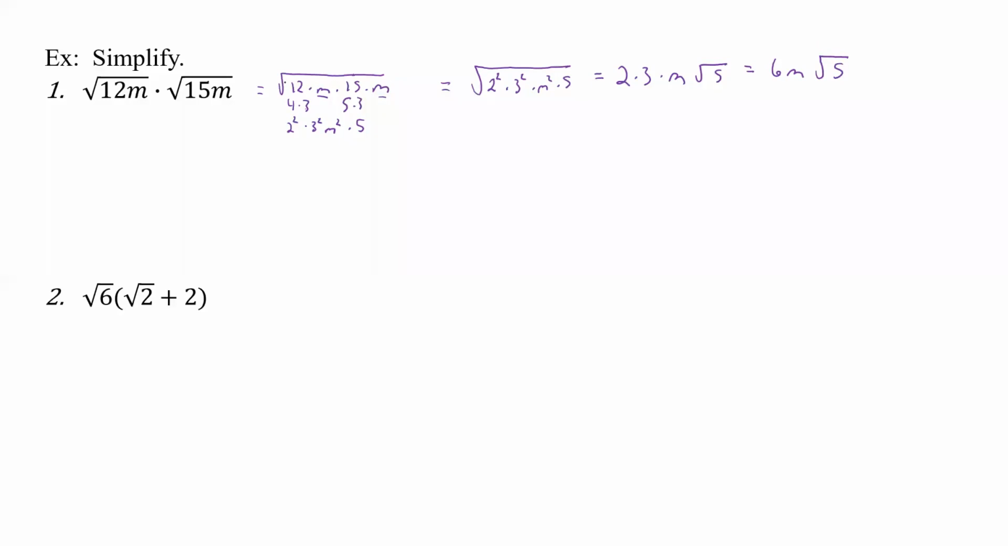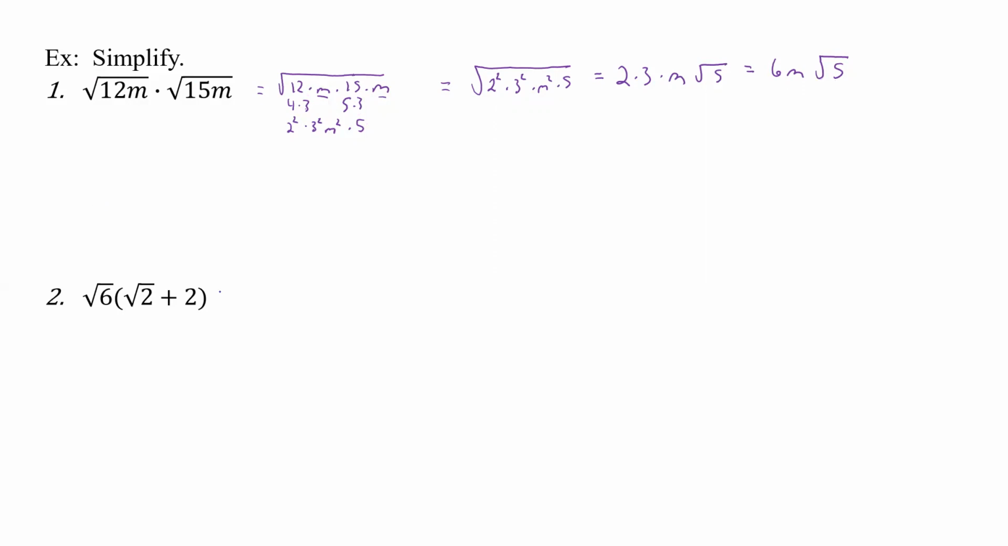So we put everything under one radical, used the product rule, then factored each of them, and looked at what we had. We saw we had a 2 squared, a 3 squared, the m squared, and then just the 5, and then we went ahead and simplified from there.